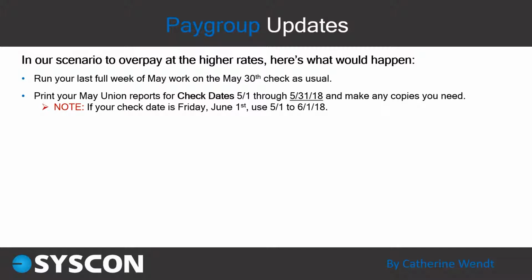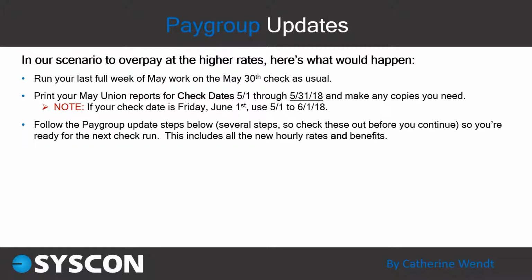So if I'm going to pay the mixed week at the higher rate, all I need to do now is get my union report from 5/1 to 5/31. Make any copies you need. Just a reminder for anybody who has a Friday check date, you would run this May union report, 5/1 to 6/1, because June 1 is going to be your last check at the old rates. In this scenario, you would follow the Paygroup update steps, and I'm going to go through those in a bit, so that you're ready to run the next check. And this would include the new hourly rates and benefits. So that's what's going to be on the next check.